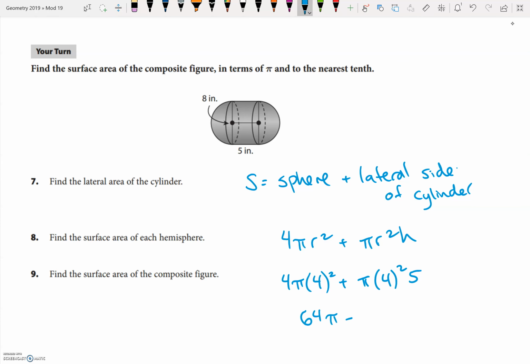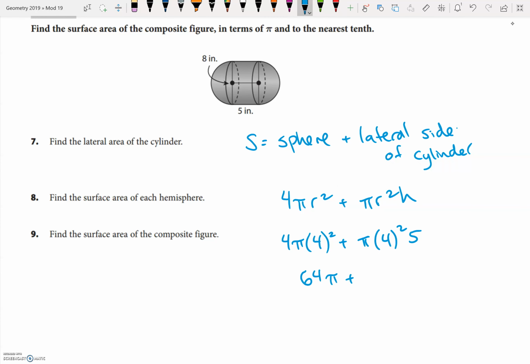4 times 16 is 64 pi plus, what is this, 16, 20, 20 times 4, is that 80? 16 times 5? That looks like 80. I think it's 80. Well, you'll correct me if I'm wrong. So this is 144 pi inches squared.